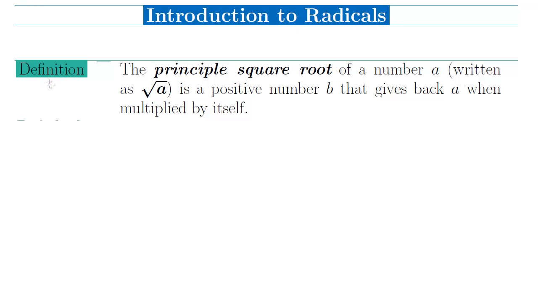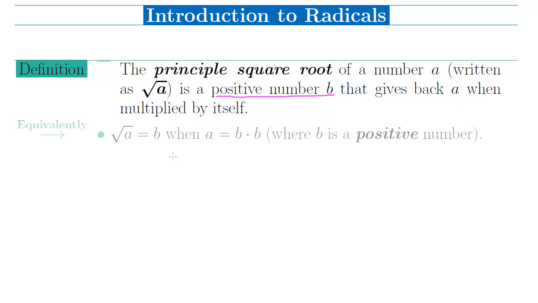Okay, so the first definition is about the square root, which is probably the simplest type of radical. The principal square root of a number a, written as square root of a, so the square root symbol is this almost check mark looking thing. The principal square root of a number a is a positive number b that gives back a when multiplied by itself.